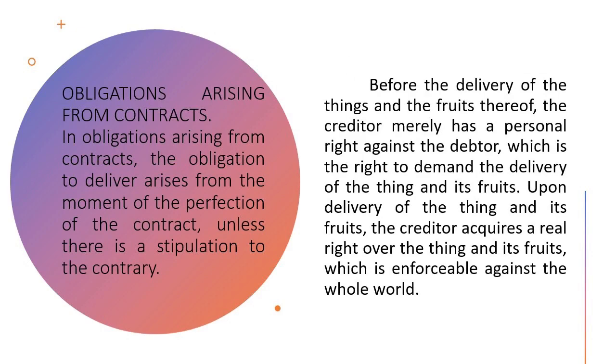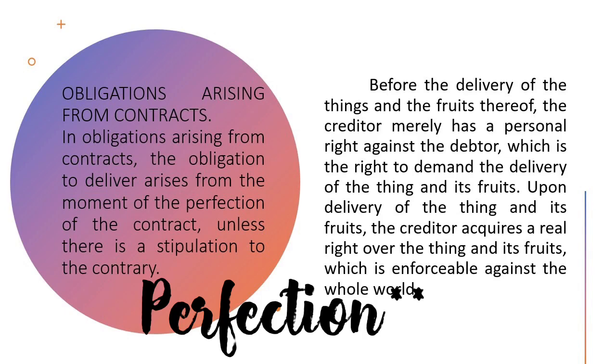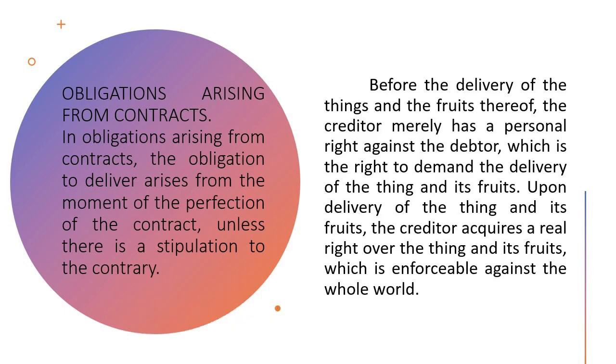Obligations arising from contracts. In obligations arising from contracts, the obligation to deliver arises from the moment of the performance of the contract unless there is a stipulation to the contrary. Before the delivery of the thing and the fruits thereof, the creditor merely has a personal right against the debtor, which is the right to demand the delivery of the thing and its fruits. Upon delivery of the thing and its fruits, the creditor acquires a real right over the thing and its fruits, which is enforceable against the whole world.